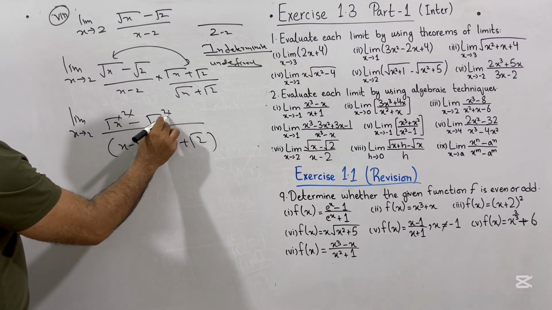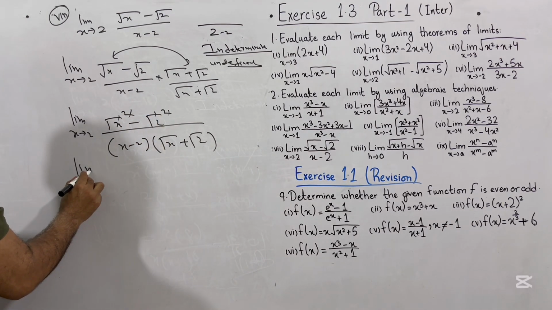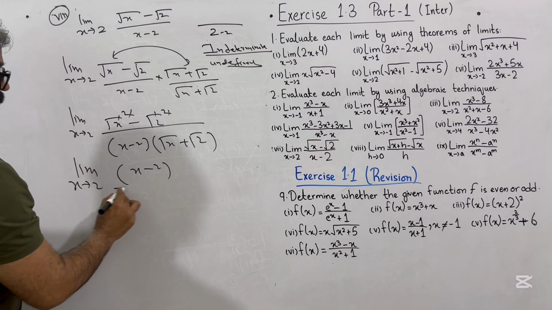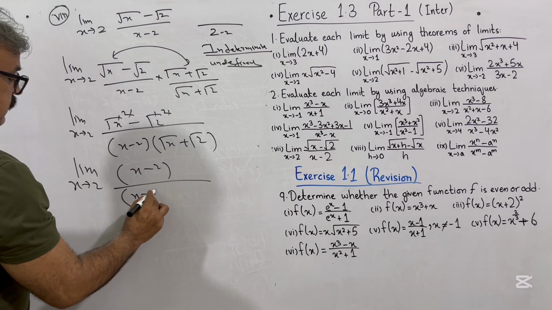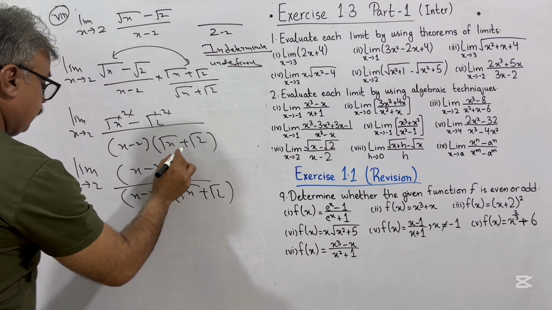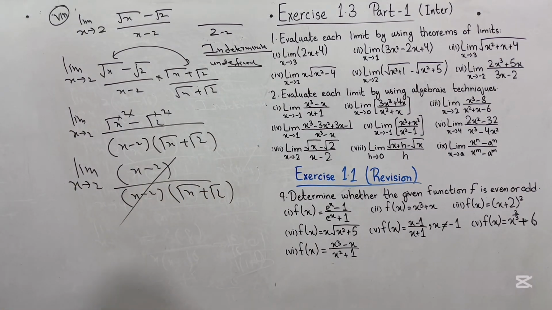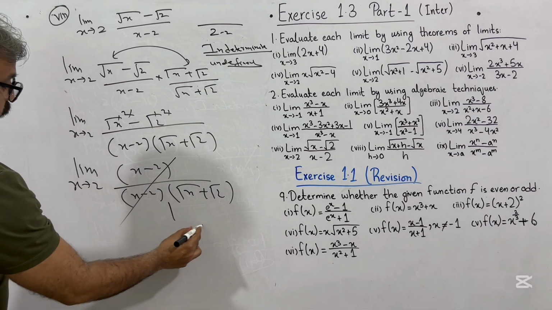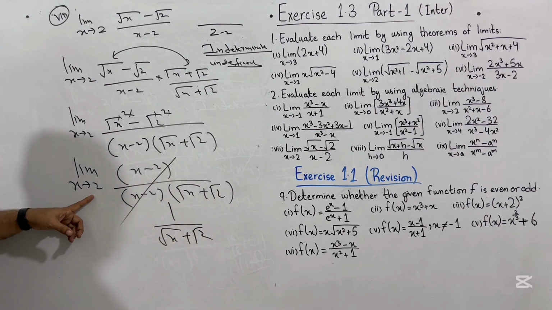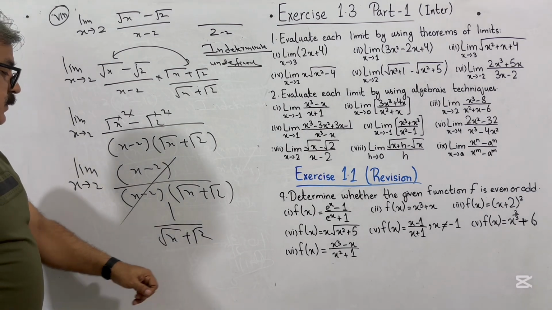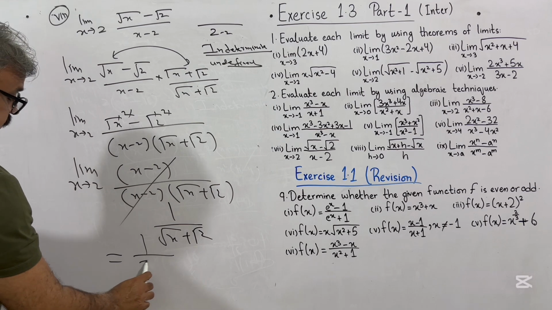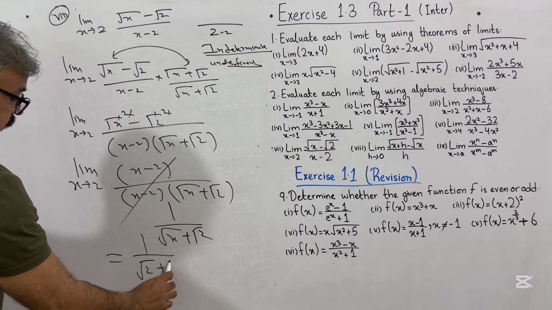Square and root cancelled out, square and root cancelled out. We have limit x tends to 2, x minus 2 overall x minus 2 times root x plus root 2. Cancelled out. What do we have? Left with 1 over root x plus root 2. Put the limit: root 2 plus root 2, it's 2 root 2. So it is not 0, it's our answer.